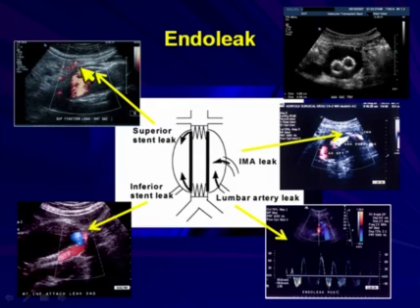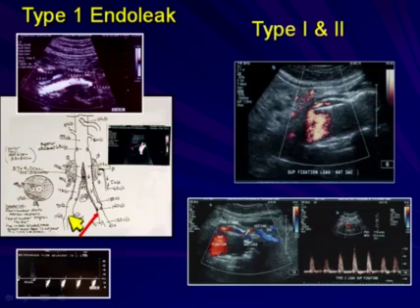Here is a superior attachment endoleak. Here is an IMA endoleak. Here's a lumbar endoleak with that to-and-fro flow. This is an inferior attachment leak, and we need to look for all of these. This is a type 1 or a distal attachment leak.